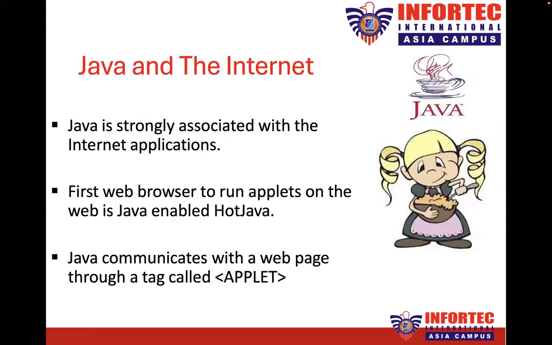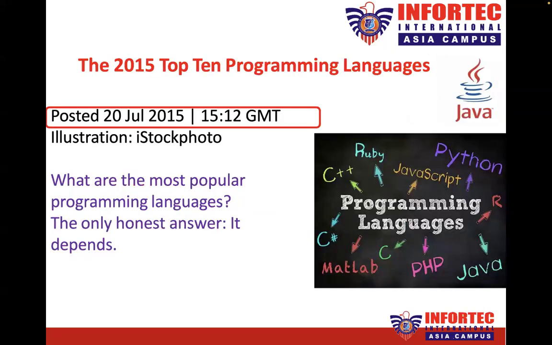When we discuss Java and the internet, these two have a very strong relationship because these are two platforms. Someone will think we are not using Java for web related things, but the first web browser to run an applet on the web was developed in Java. So Java can handle web related things as well.